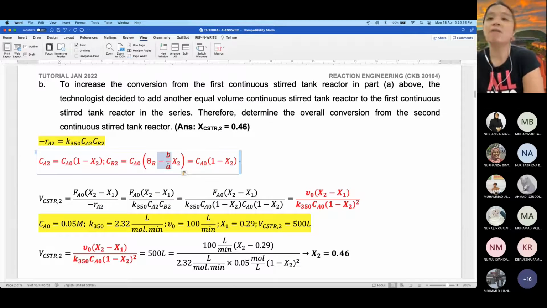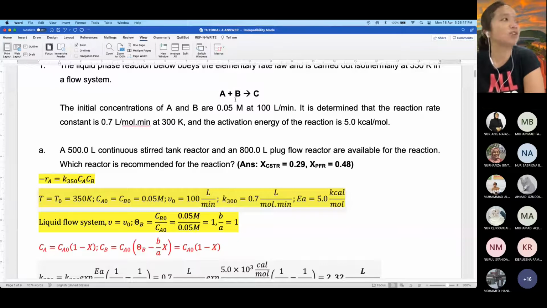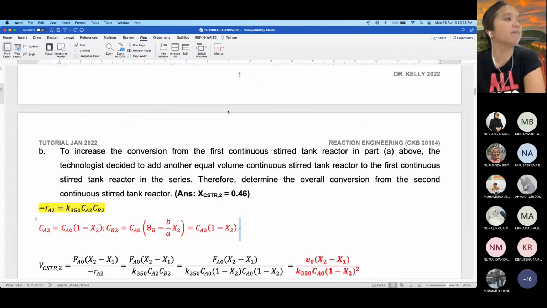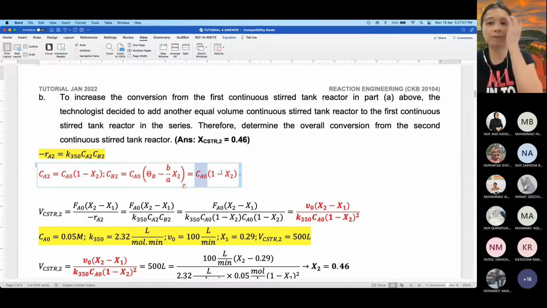What about B per A? B per A pun akan menjadi 1. B per A itu adalah your ratio of your stoichiometric coefficient. So, ratio of stoichiometric coefficient, B dia 1, A dia pun 1. So, that's why you get B per A to 1. So, Cb2 is equal to Ca0 in bracket 1 minus X2 because my theta B is 1, my B per A is also 1. So happen dalam kes ni theta B saya 1, B per A saya pun 1. Sebab tu saya dapat Cb2 sama dengan Ca0 in bracket 1 minus X2.